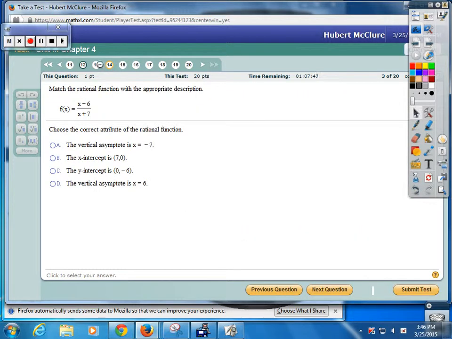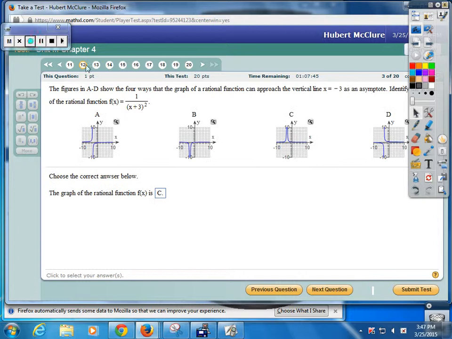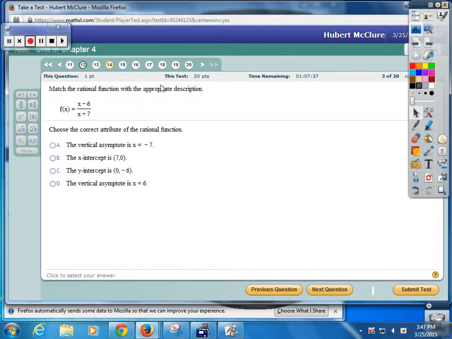Let's see. Where were we? Okay, we did that one. That's a volcano. That's a gimme pretty much. You don't have to think much on this one. Match the rational function with the appropriate description. Well, first of all, you got the same degree, so your horizontal asymptote is 0. Your vertical asymptote is what? -7, and that's it. The vertical asymptote is -7, so that's a gimme.